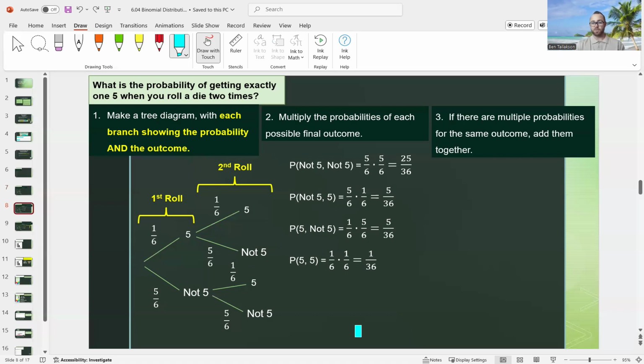And the last thing you need to do is add probabilities for the same outcome. Meaning, if you didn't roll a 5 at all, if you rolled a 5 once, or if you rolled a 5 twice. Because we're only rolling a die twice here, can't have more than 2 times. Did you get the answer?